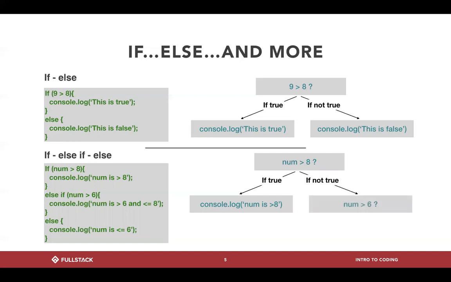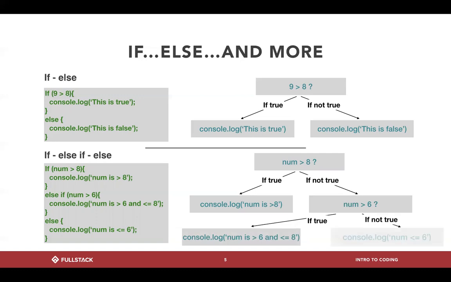If it's not true, check to see whether or not num is greater than 6. If that's true, console log out num is greater than 6 and num is less than 8. And if num is not greater than 8 and num is not greater than 6, print out console.log num is less than or equal to 6, right? So you provide like one extra fork in the road.